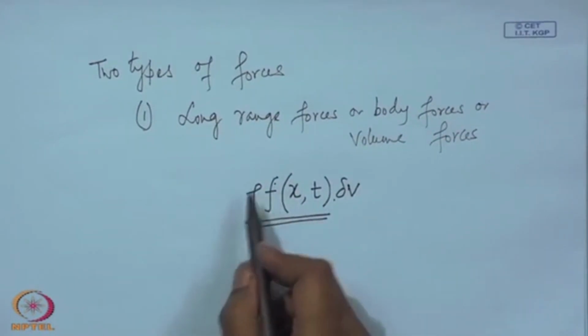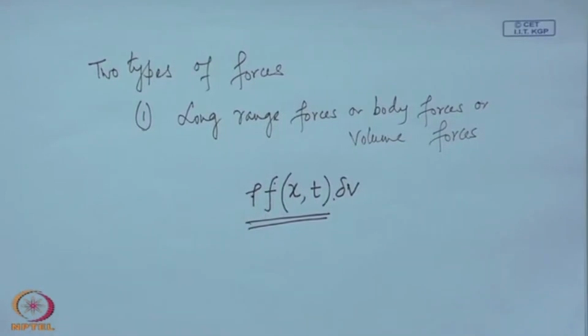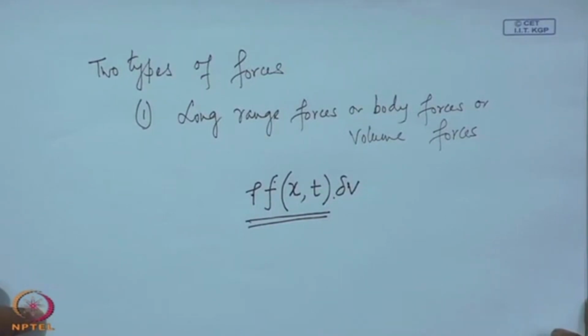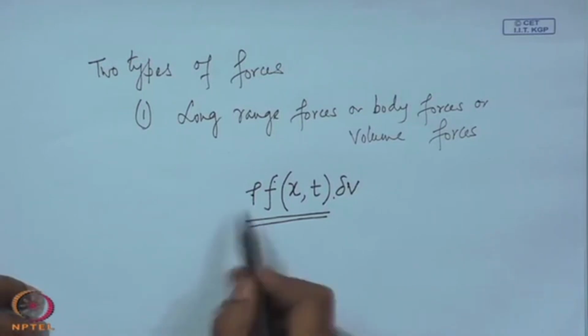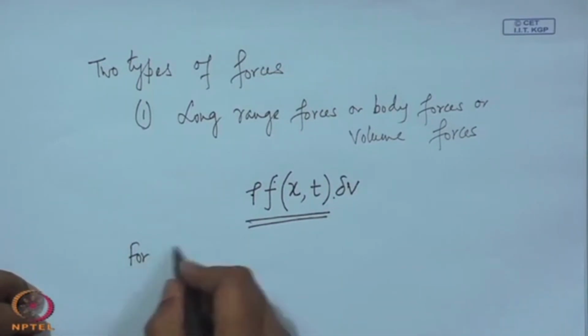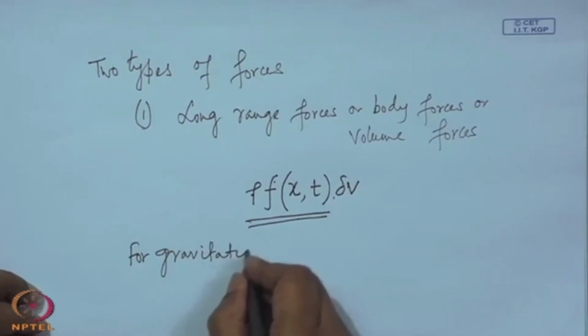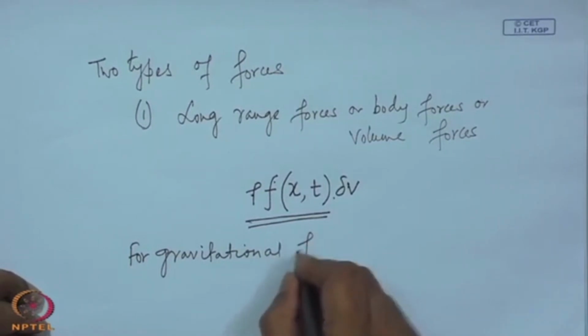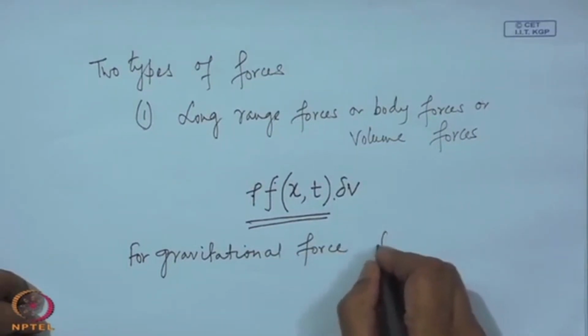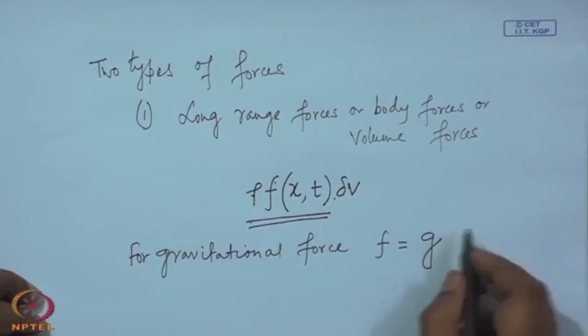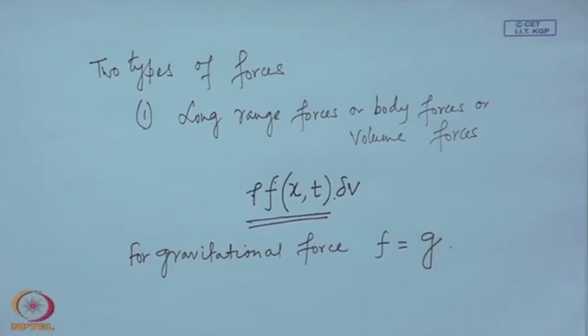and rho is density. The common example is the body force due to gravity, and in that case this F is simply the gravitational acceleration g. For gravitational force, F is g, where g is the gravitational acceleration.